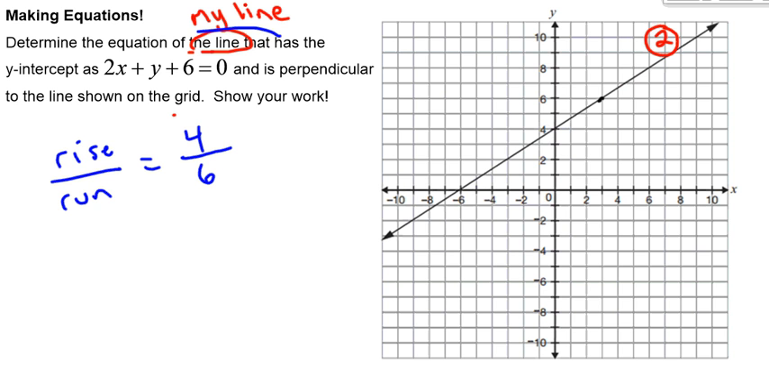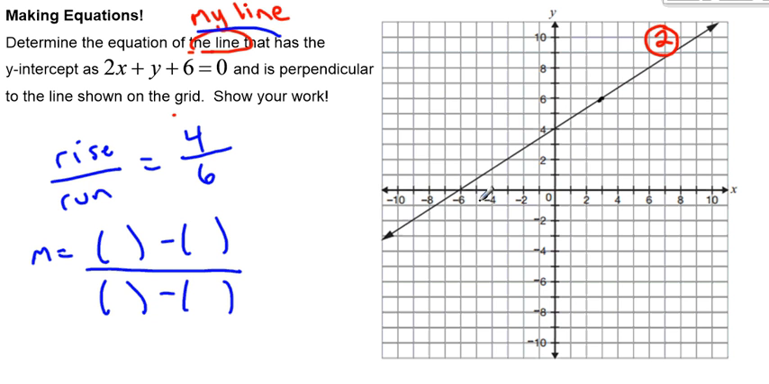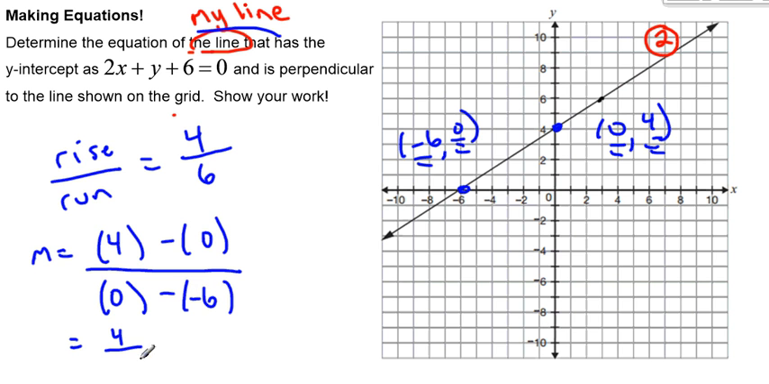another way you could do that is, of course, using the slope formula, which says that the slope is y2 minus y1 over x2 minus x1. And this point would be at x -6, y 0. This would be at x 0, y 4. So if I sub those in, y2 minus y1. So here's the second y and the first y. And then x2 minus x1. So here's the second x, and here's the first x. And if I do 4 minus 0, I get 4. 0 minus negative 6 means 0 plus 6. So I get slope is 4 over 6.